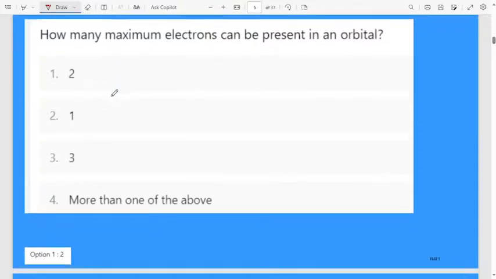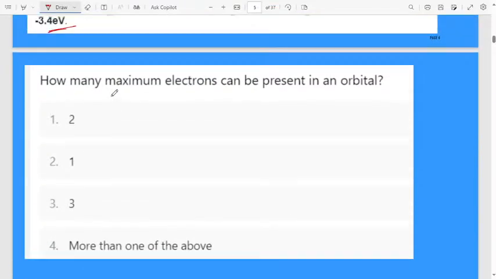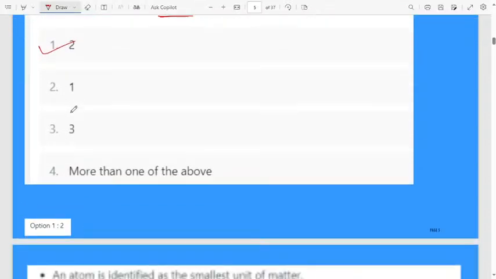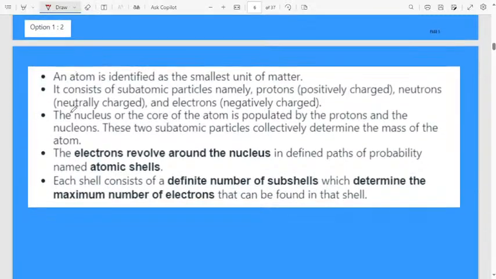Let us move to the next question. How many maximum electrons can be present in an orbit? First option is 2, second option is 1, third option is 3, fourth option is more than one of the above. The correct answer is 2. The maximum number of electrons in an orbit is always 2.